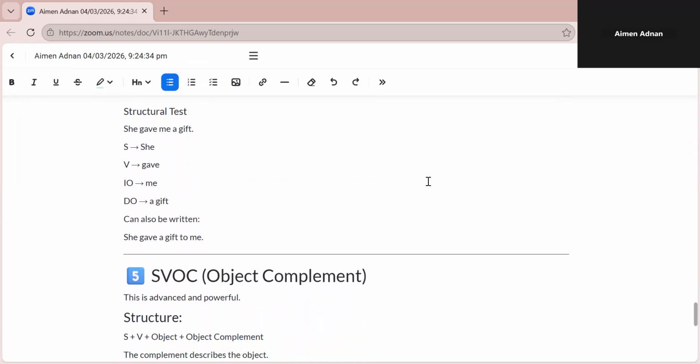Now, structural test. How will we use this to analyze the question? So, she gave me a gift. First, you will identify the subject, which is she. Then, you will identify the verb, which is gave. Then, you will identify the indirect object, which is me, the receiver of the action. And then, you will identify the direct object, which is gift.